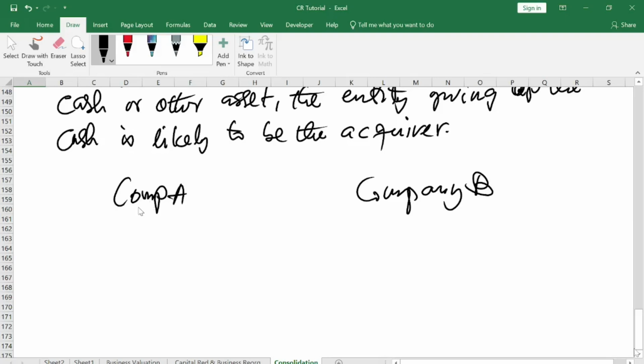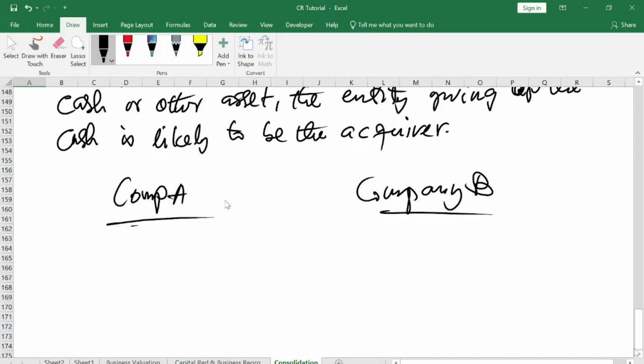Just like we did yesterday, ICAG and then what? One touch. So look at this. Between this company, who is giving the cash, or who is giving out the cash? You understand? And we have so many types of method of payment of purchase consideration.